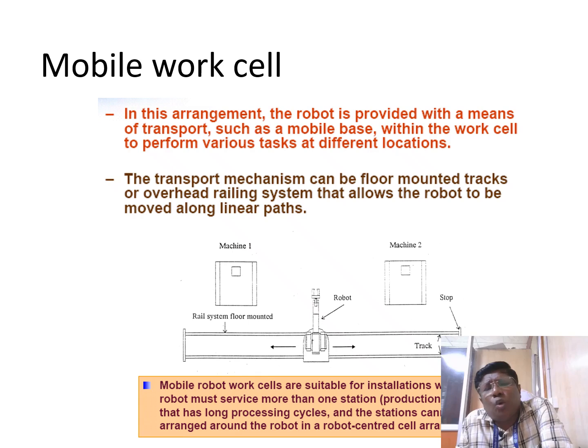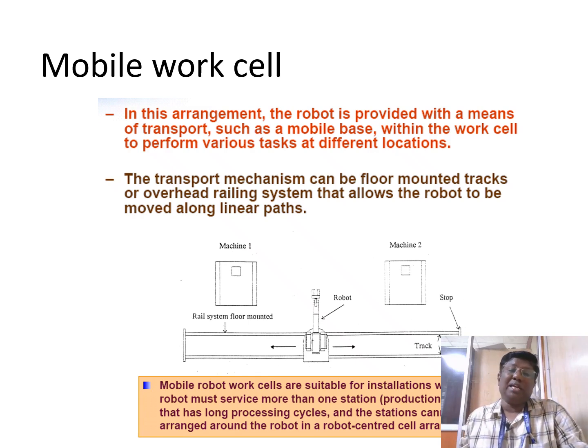So at that time you can go with a small mobile robot whose weight can be less, so it can move from one location to another location through the tracking mechanism. Then the overall layout cost will be less. So the mobile robot is well suited for installations where the robot must service more than one station, and the production machines go along with the processing cycle. The stations cannot be arranged in the robot cell arrangement, so this type of robot cell arrangement is not possible. It can go to the linear type.